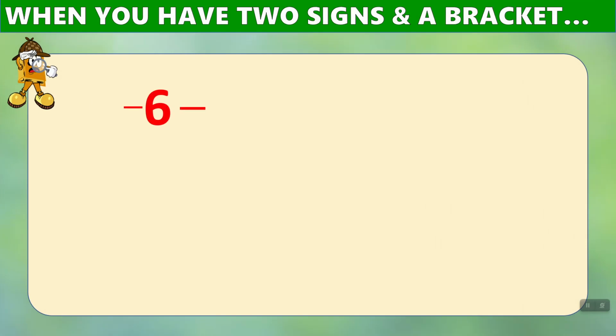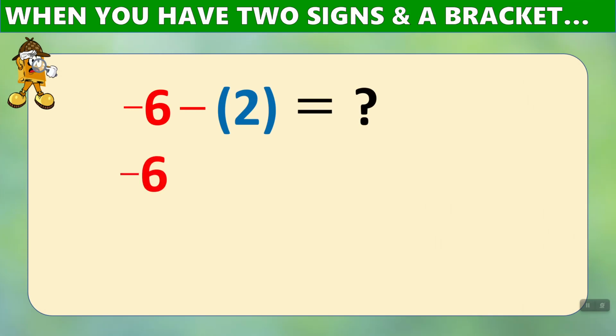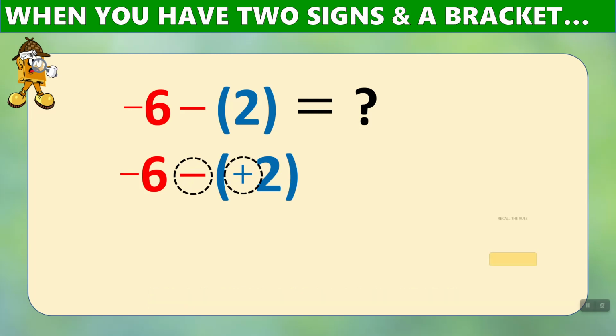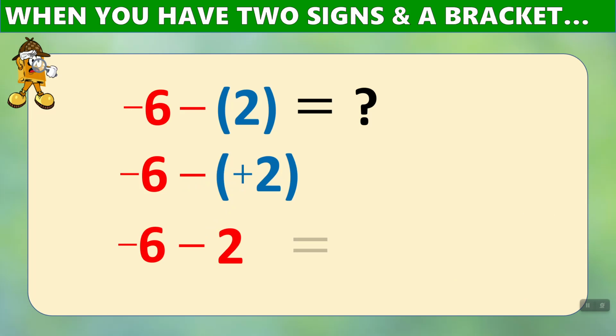What about minus 6 minus 2 in brackets? What does that equal? Again, if we rewrite, minus 6 minus 2 is positive 2, and now we have minus times plus. Brackets meaning multiply. The rule is minus times plus is negative. So when we rewrite, minus 6 minus 2 is negative 8.